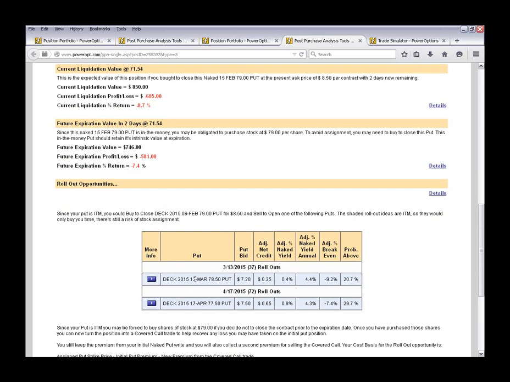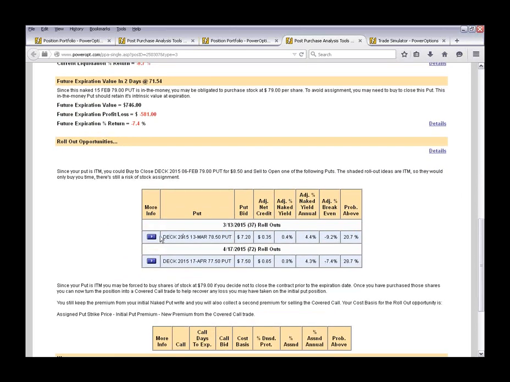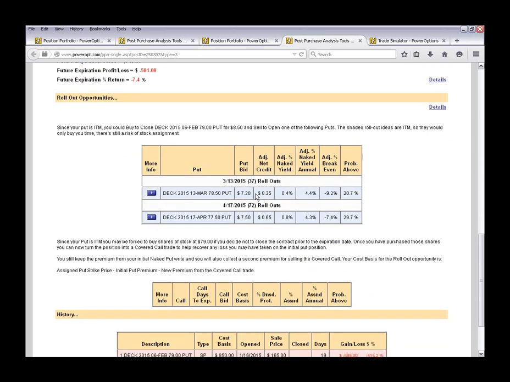So as we scroll down and look at some rollout opportunities, we see now that we could roll down from our 79 to our 78.50 put and collect 720. But this doesn't solve the problem. This is a rollout that's adjusting it to a positive yield, but look at where it is. It's the March 78.50 put, 37 days out. Here's an April 77.5 put at 7.50, which would put us into a positive gain.